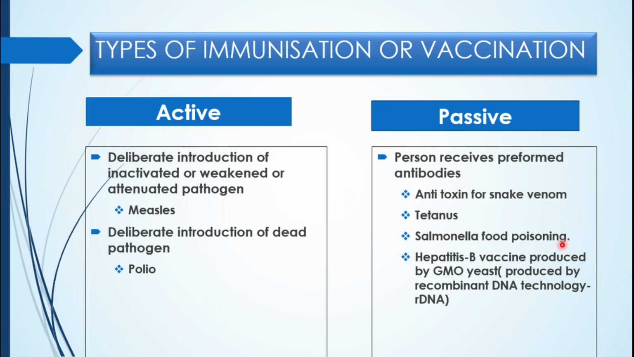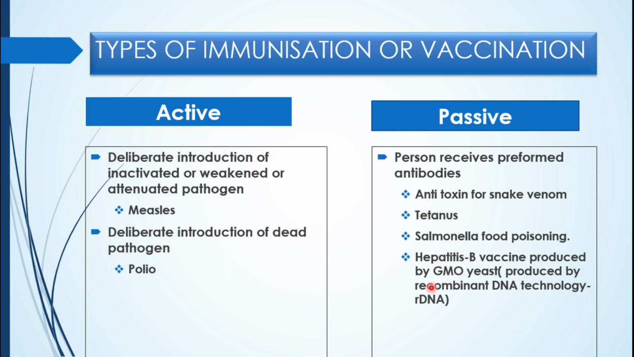Salmonella food poisoning is also another example of passive immunization. So, passive immunization is not given to everyone. Unlike active immunization, where we have an immunization schedule like DPT, OPV, MMR, etc., which protects the child later on, in passive immunization the person receives the antibodies only when it is required.